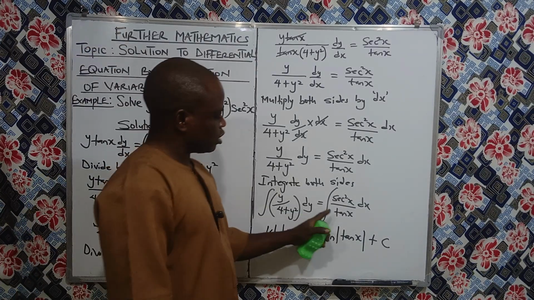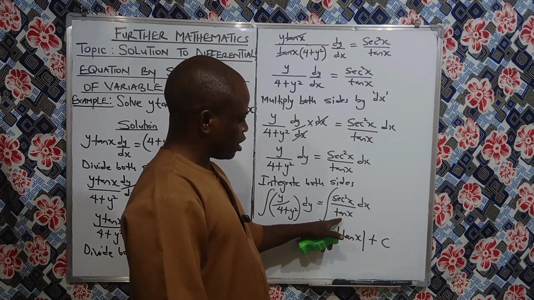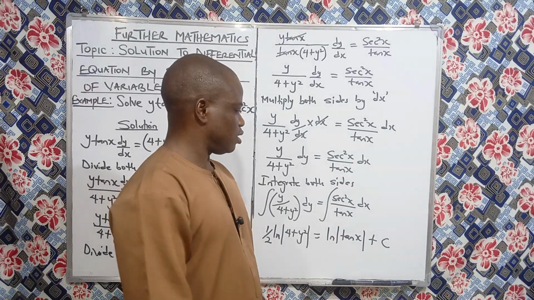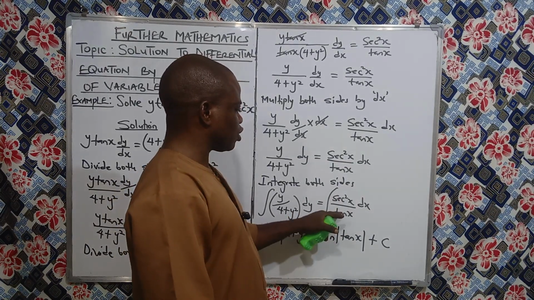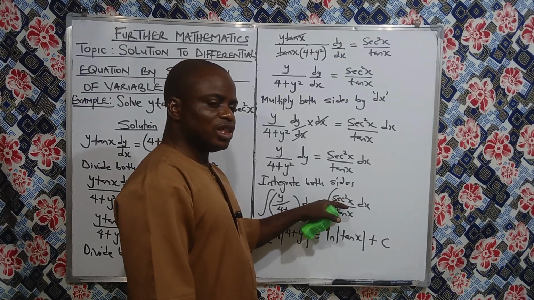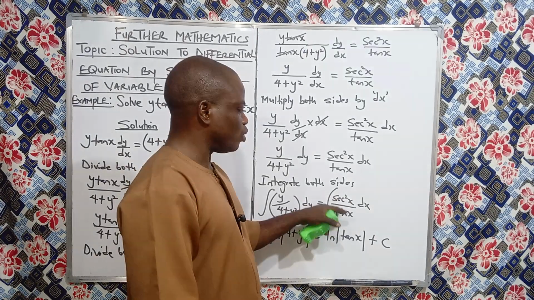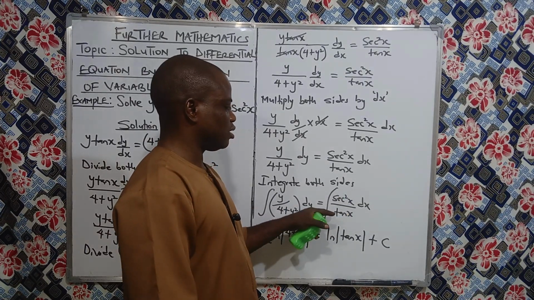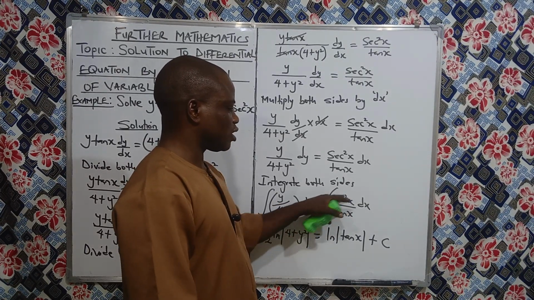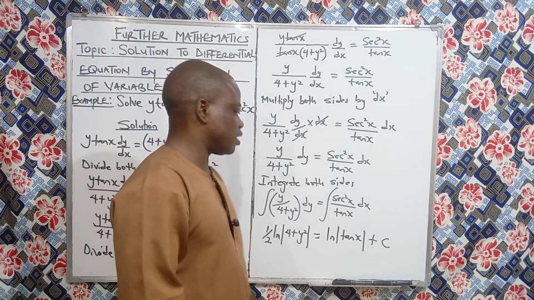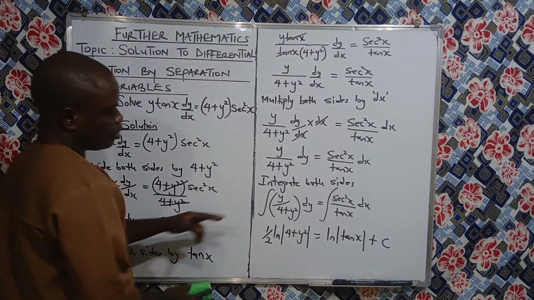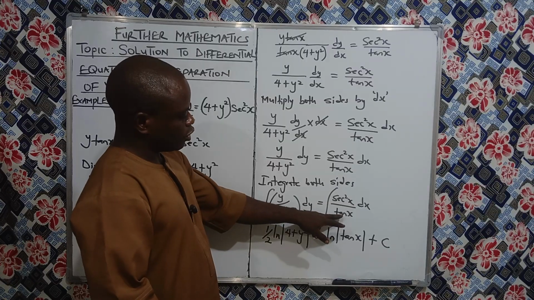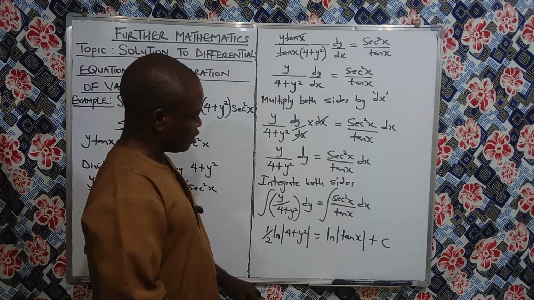Now, I want you to know that when you differentiate tan x, you will have sec squared x. You must always take note that the differentiation of the denominator must give you the numerator, so that you know that the lane you are taking is correct with the integral of sec squared x over tan x. And let me show you how the differentiation of tan x will give you sec squared x.